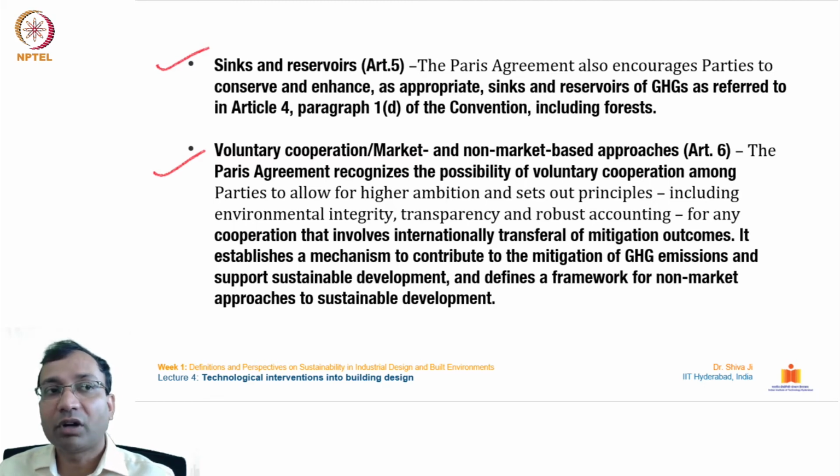Further, voluntary cooperation, market and non-market based approaches, Article 6. The Paris Agreement recognizes the possibility of voluntary cooperation among parties to allow for higher ambition and sets out principles, including environmental integrity, transparency, and robust accounting for any cooperation that involves internationally transferred mitigation outcomes. It establishes a mechanism to contribute to the mitigation of GHG emissions and support sustainable development, and defines a framework for non-market approaches to sustainable development.